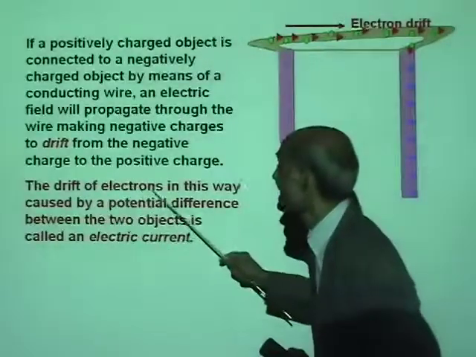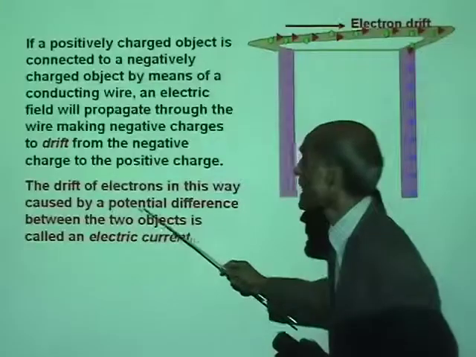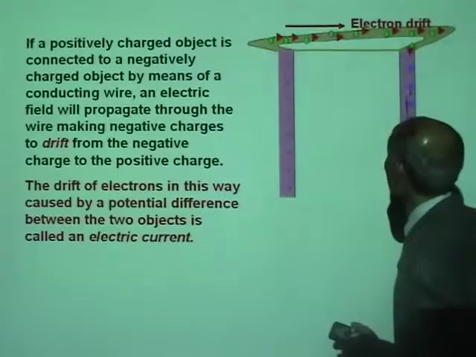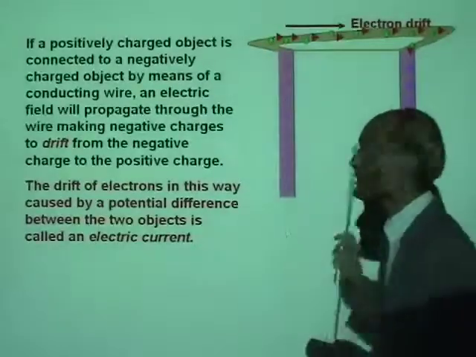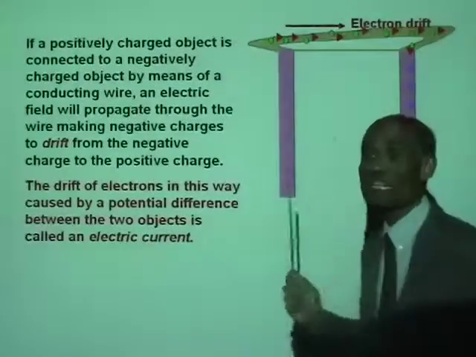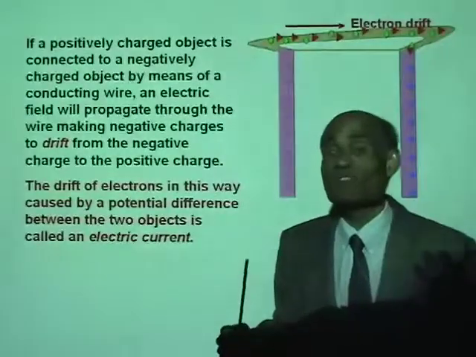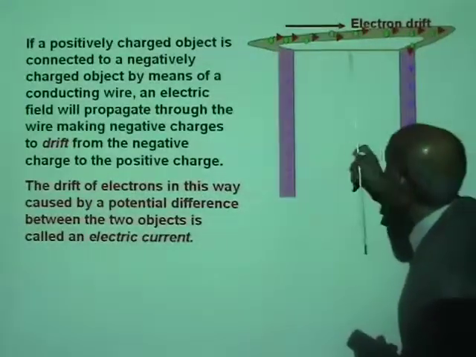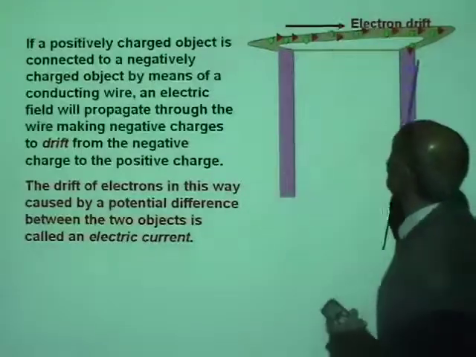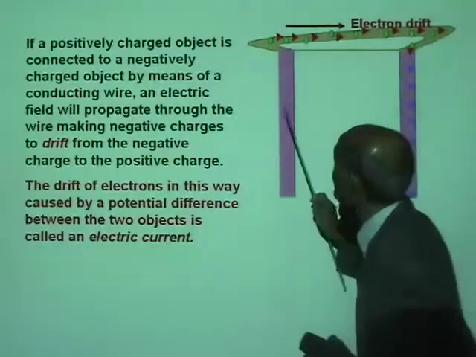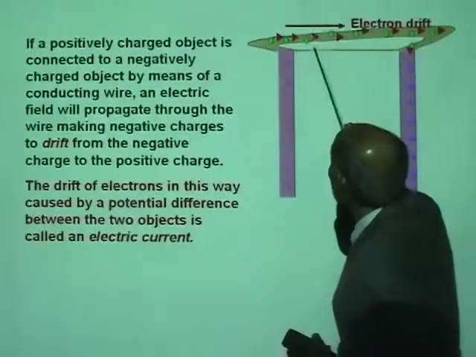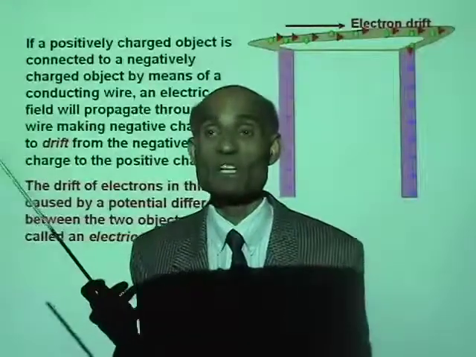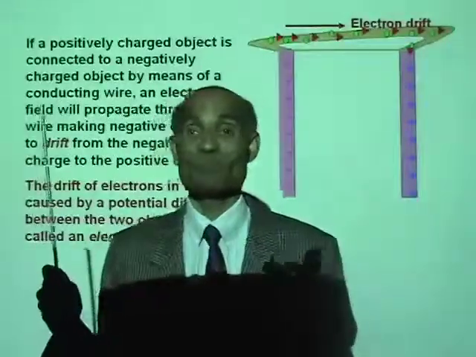Now, the drift of electrons in this way is caused by a potential difference between the two objects. You can see there is a potential difference here, because the positively charged object is at a high potential and the negatively charged object is at a low potential. It is the potential difference between the two objects that sets these negative charges moving from the negative to the positive. If there is no potential difference, electric charges cannot move.